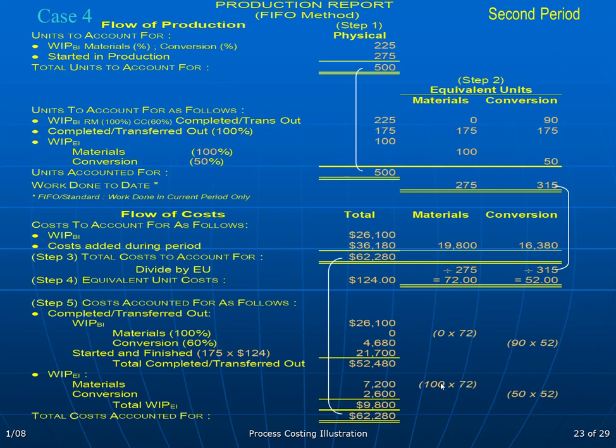We've got 100 units. No, I take that back. I'm wrong. We've got 100 units, but these units were started in the current period, and so they're going to be priced at $72. And 50 equivalent units for conversion costs, that's going to be priced at $52. So the cost of our ending work in process inventory is $9,800. Total cost accounted for, total cost to account for.